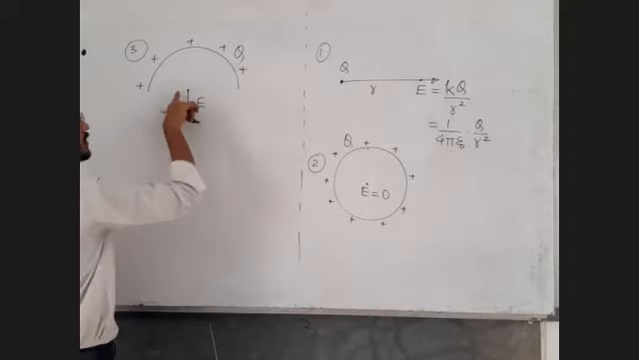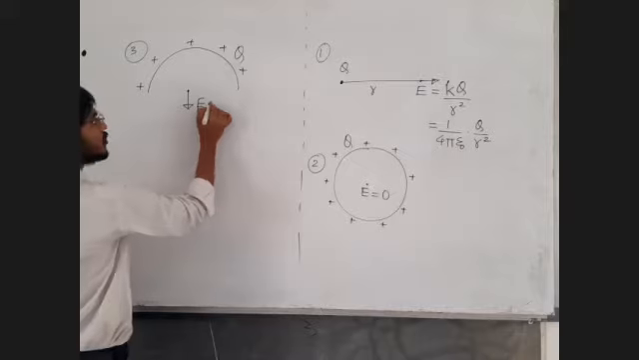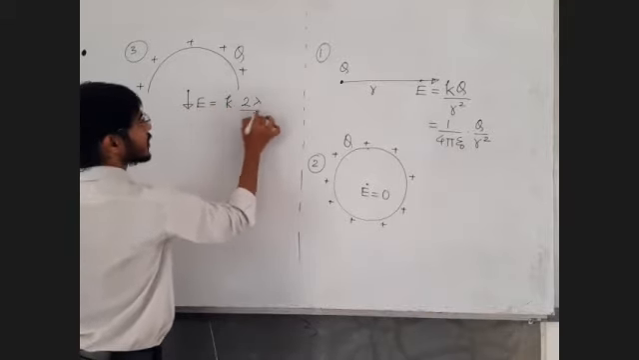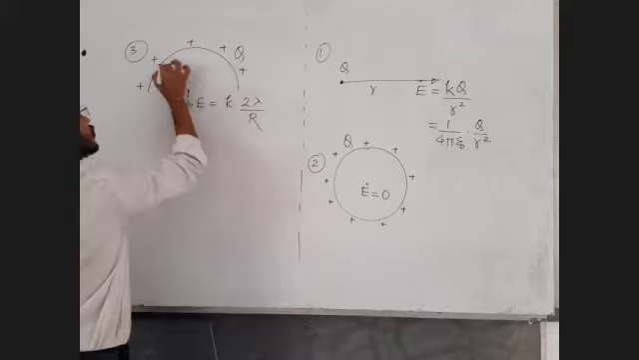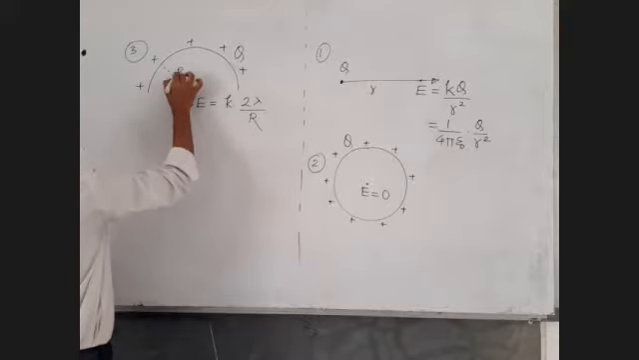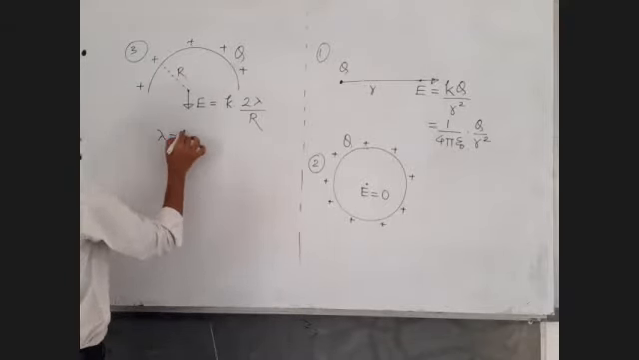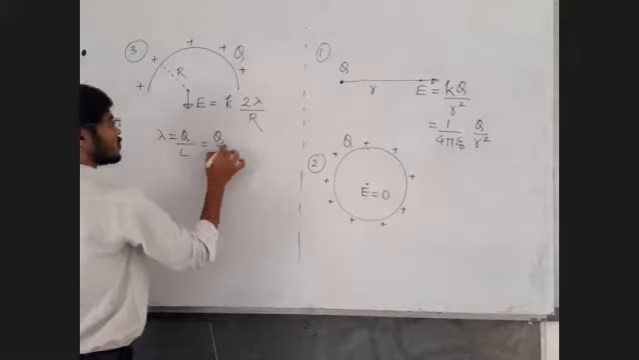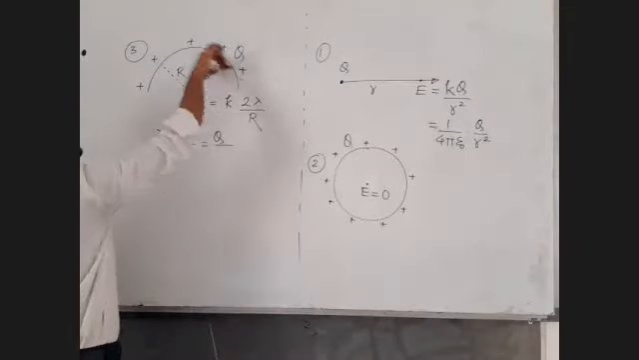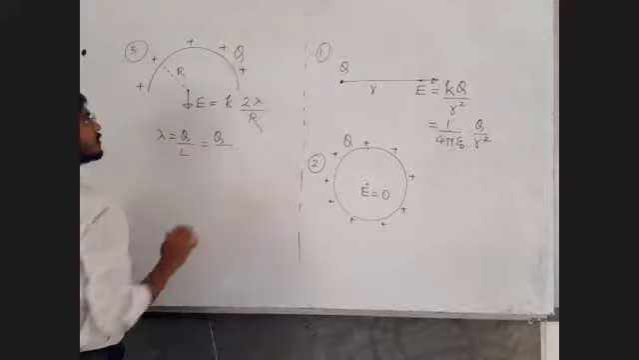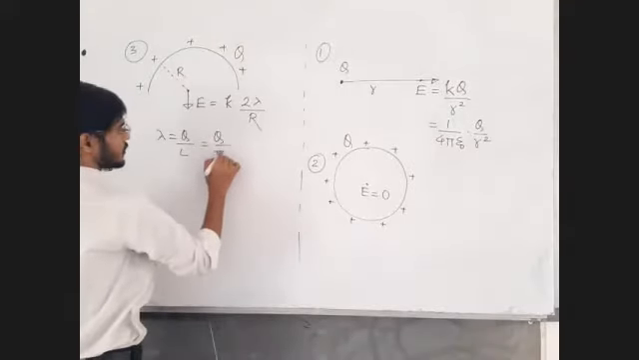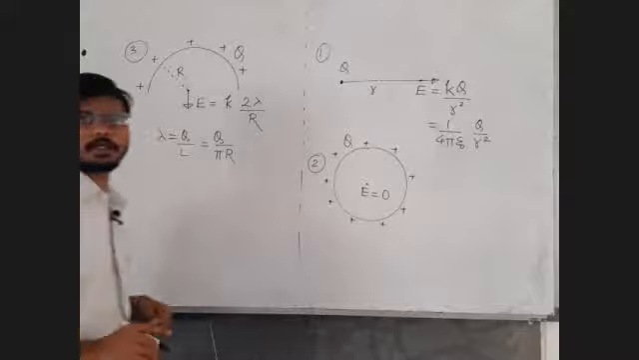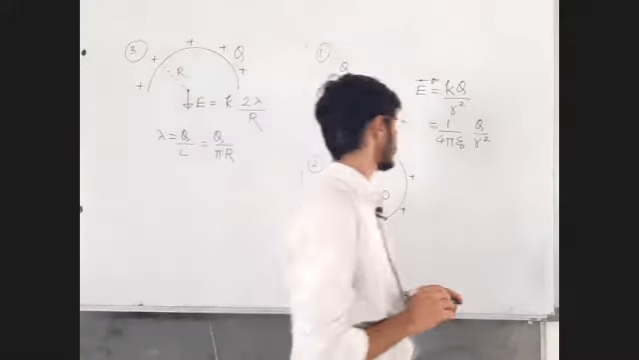Numerical value will be what? Direction we decide separately. Numerical value we decide separately. K into 2 lambda upon r. What is lambda? Sir, lambda is charge per unit length. Total charge is q. Length of the half ring semicircle is pi r. Complete circle 2 pi r. Half circle pi r. It is called as charge per unit length.